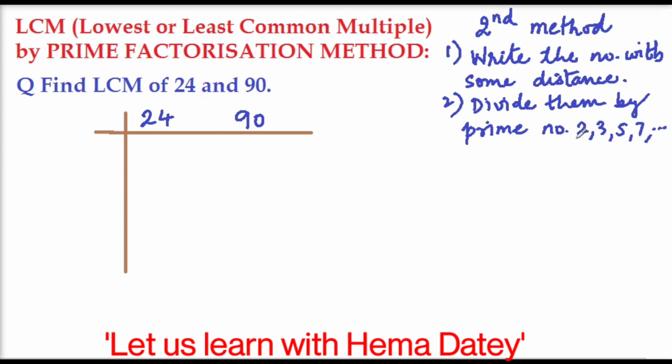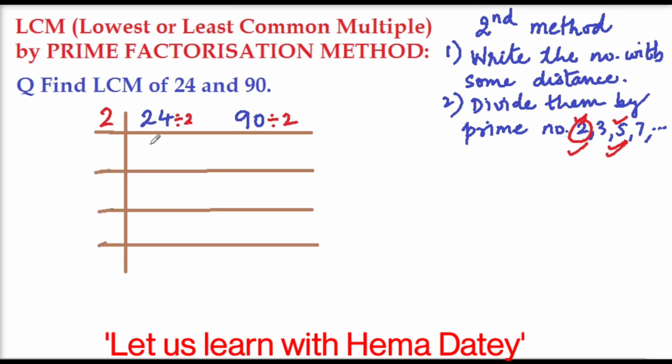So let's start. Divide 24 by the first prime number 2. You can take any prime number which can divide the numbers. You can take 3, you can take 2, but I am taking 2. I am dividing the number 24 by 2 and 90 also by 2. We divide 24 by 2, we get quotient 12, and we divide 90 by 2 and the quotient is 45. Again, to divide 12 and 45, you have to use only prime numbers.